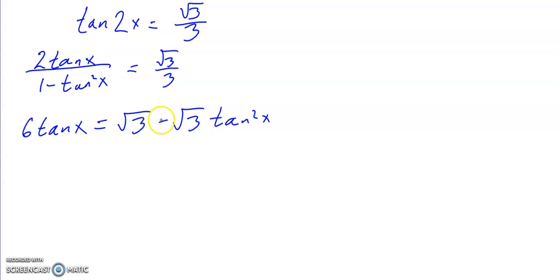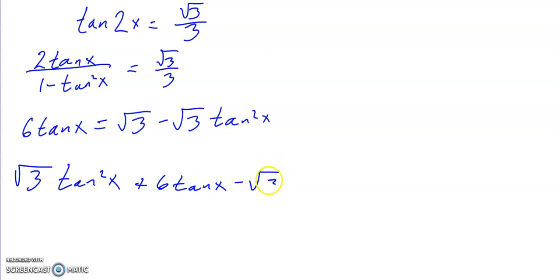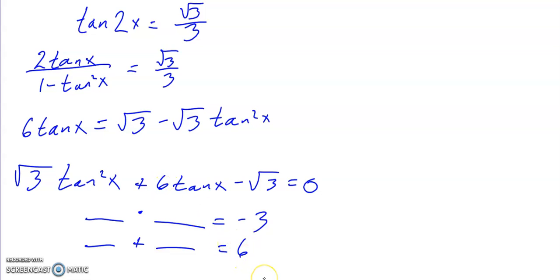I don't like my tangent squared or my squared term to be negative. I want it to be positive. So I'm going to move everything from the right over to the left. So I'm going to say radical 3 tangent squared x plus 6 tangent x minus radical 3 equals 0. I moved everything from the left over to the right by doing the opposite signs. So I'm going to take the value in front, a, and multiply it by the value in back, c. So a times c, and radical 3 times negative radical 3 should be negative 3. And then I need those same numbers to add up to the middle term, which is positive 6.